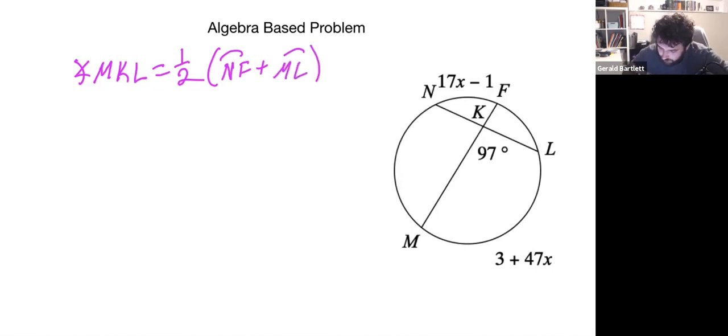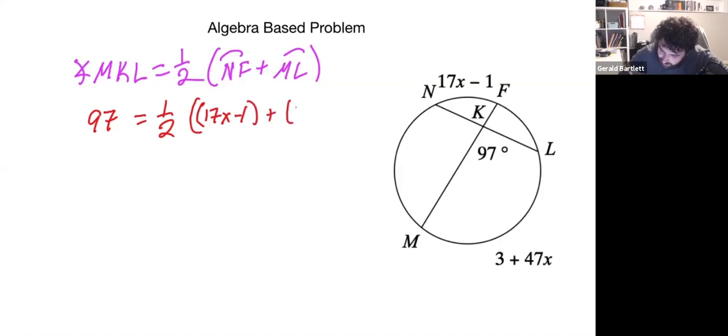Plug in all of your values. Just because they're letters doesn't mean they don't get plugged in. So angle MLK is 97 degrees. Half of NF, which is 17x minus 1. And arc ML is 3 plus 47x.